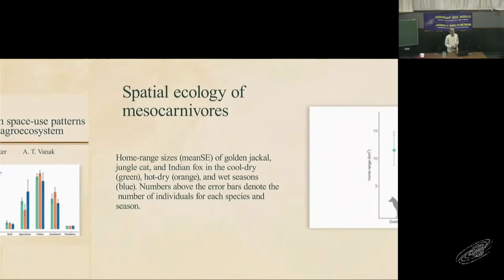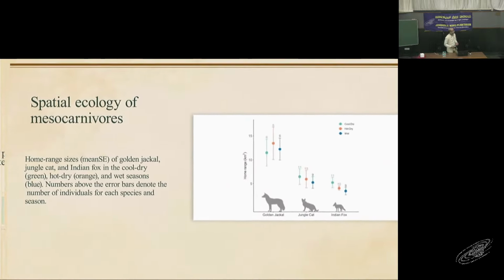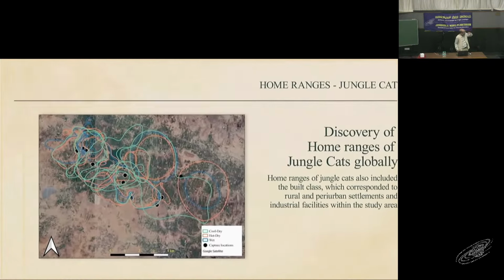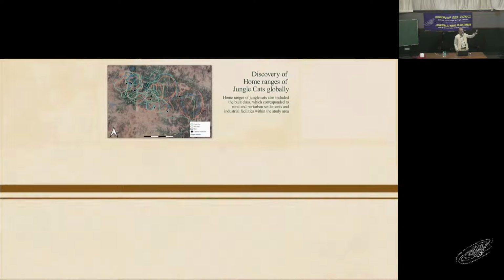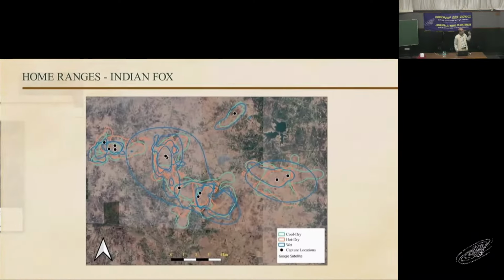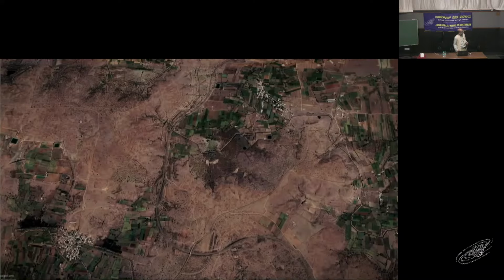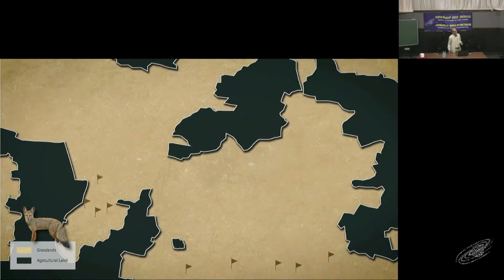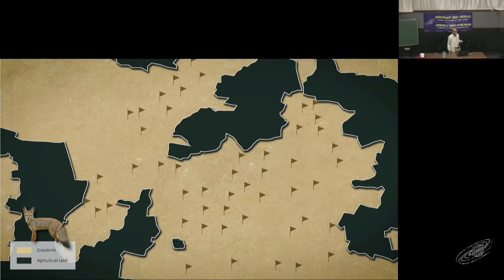the data are continuing to be analyzed. But basically, for the first time, we are able to get this core information about how these animals are using these landscapes. Home ranges of golden jackals, jungle cats, Indian foxes. And what we found was that some species, such as the Indian fox, mainly use the grasslands. It avoids using any of the agricultural fields. So if the grasslands disappear, the foxes disappear from this landscape as well.